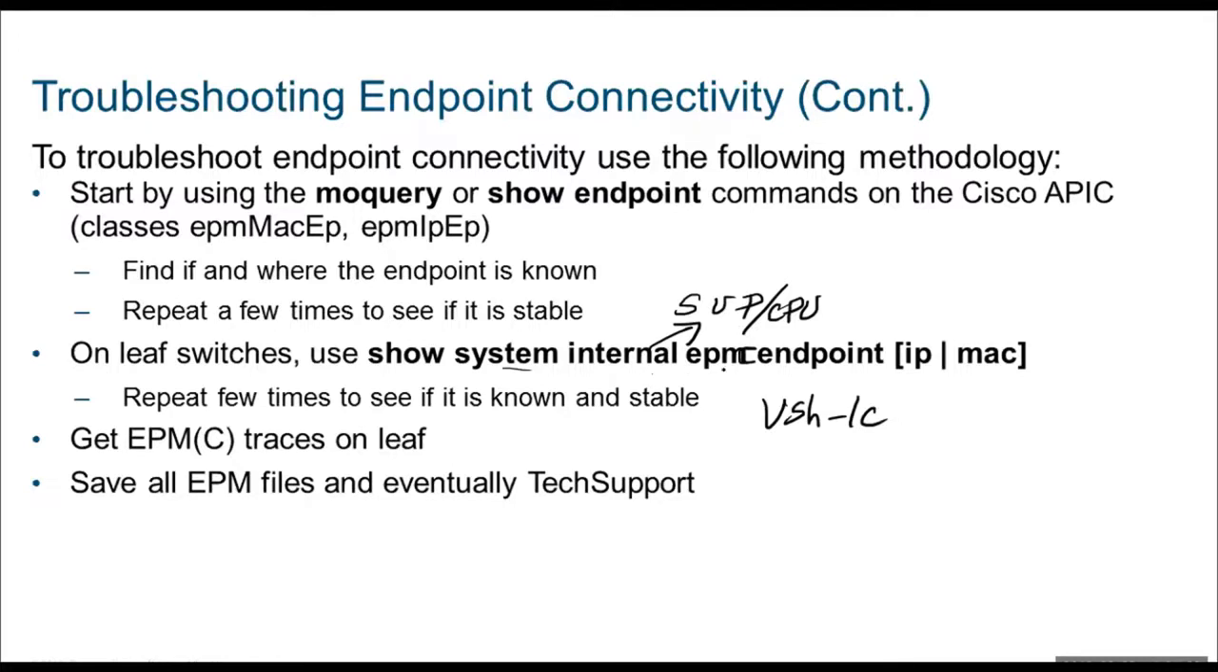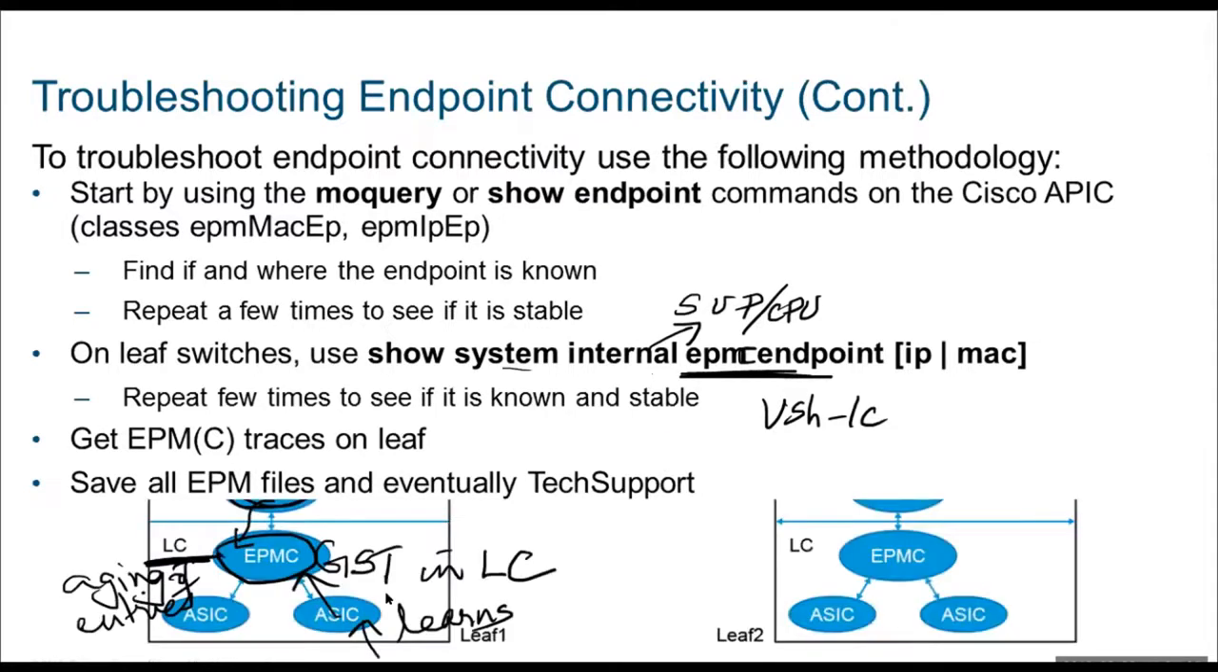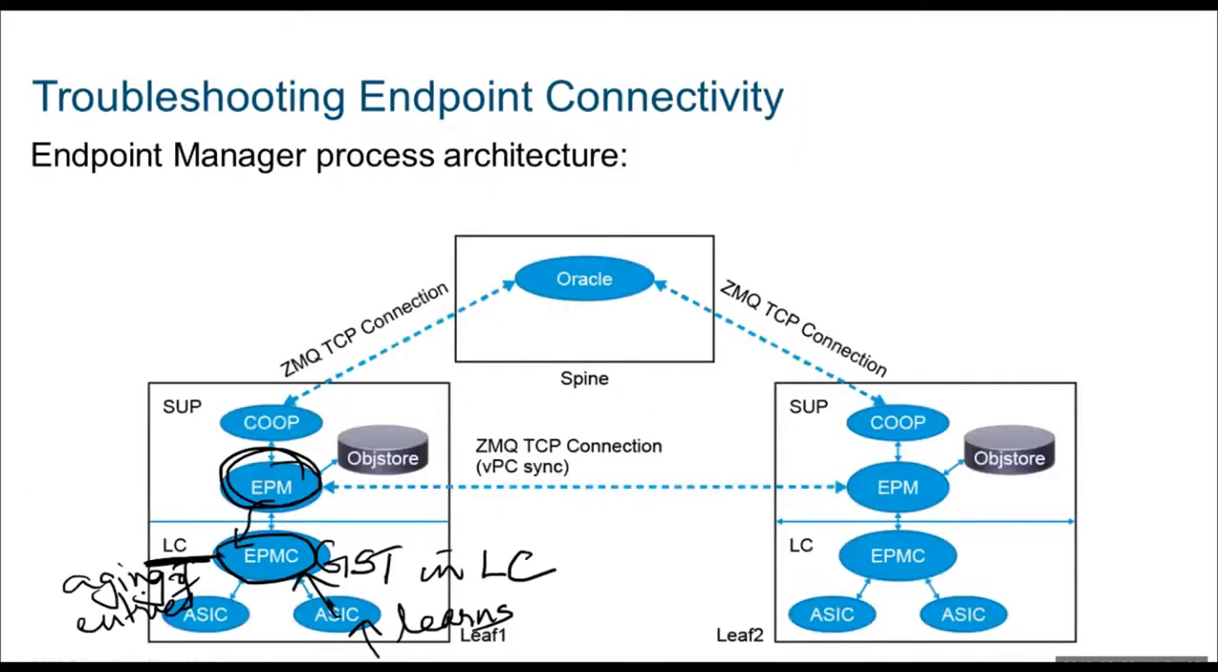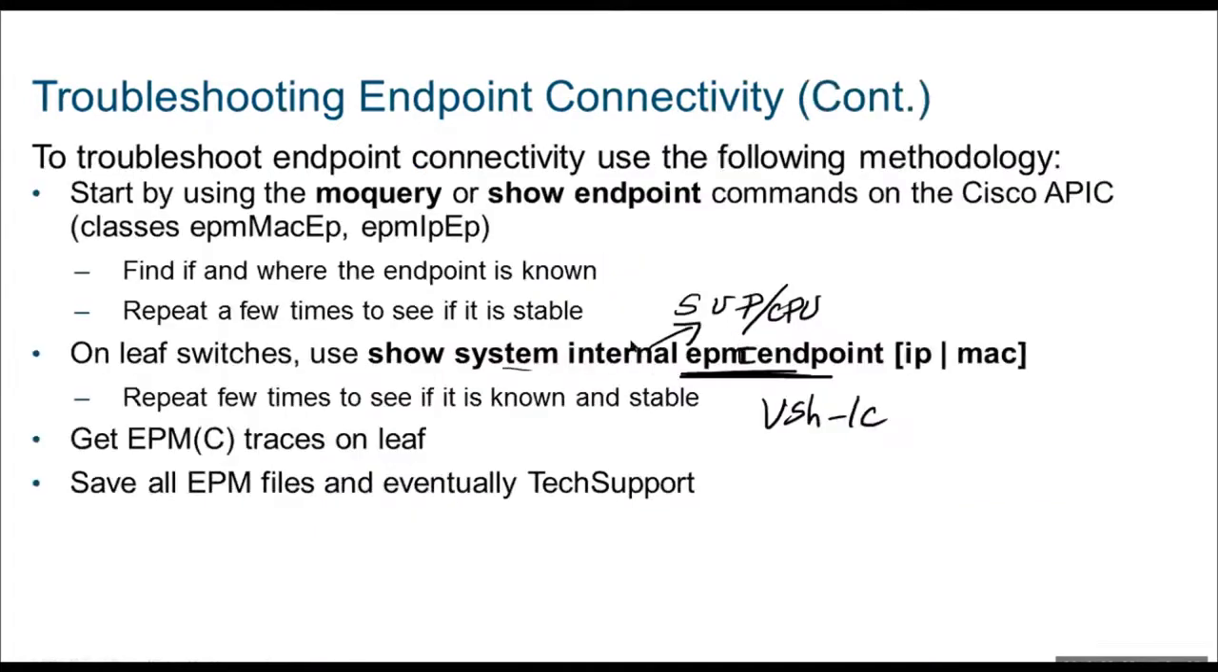This command will show you everything closest to the hardware, because if you notice, it's closest to the ASIC. It shows aging timers, learned source, and so on. And if I were to go on the CPU, it shows me details like the internal VLAN.